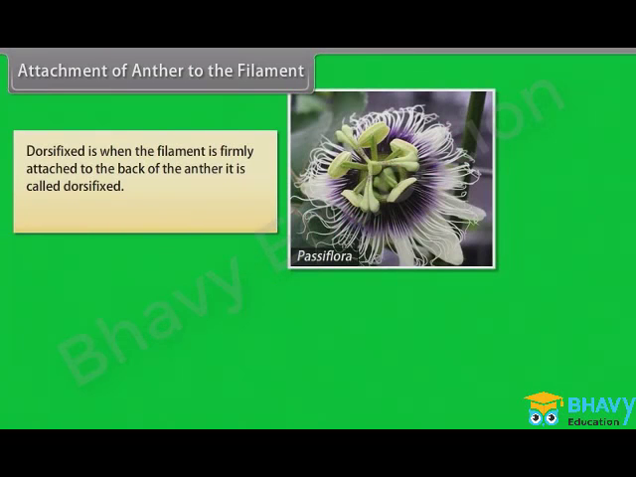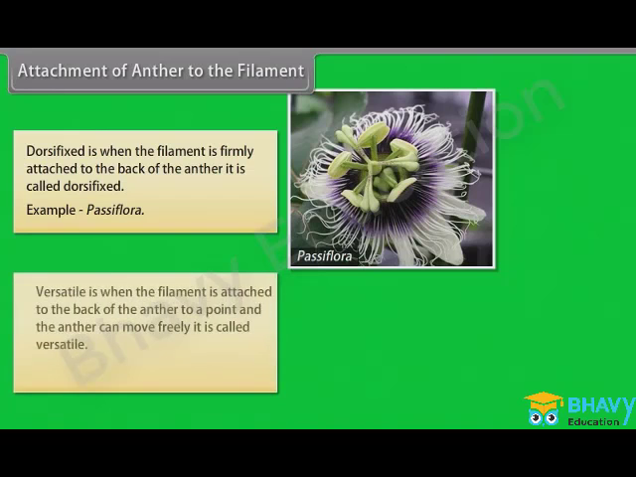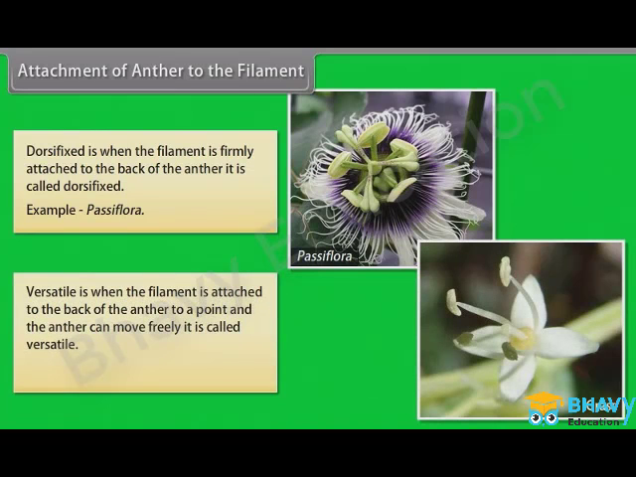Dorsifixed is when the filament is firmly attached to the back of the anther. Example: Passiflora. Versatile is when the filament is attached to the back of the anther at a point and the anther can move freely. Example: Grass.